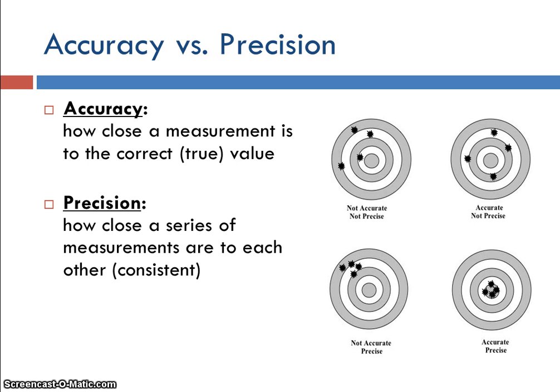And here's the visual representation, just to help you. And the bottom 2 pictures are the most helpful. So notice the bottom right picture shows that they're both accurate and precise because they hit the target 4 times and they were very close to each other. The picture on the bottom left means that they're precise because they hit the same area each time, but they weren't accurate because they didn't hit what they were trying to hit, the target.